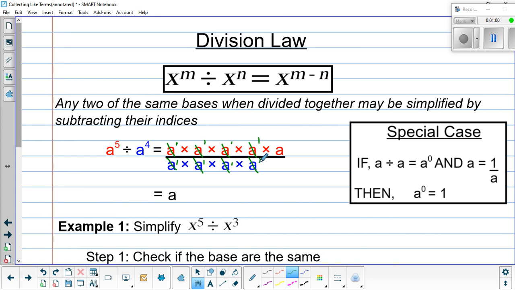So instead of writing them all out and breaking them down, we can just subtract and find that a to the 5 minus 4 equals a.